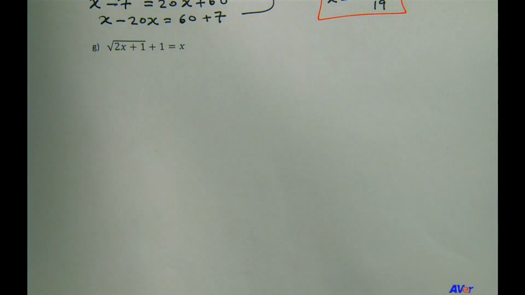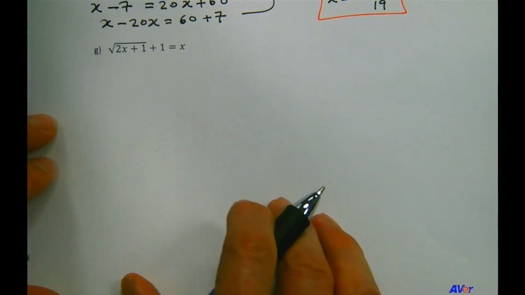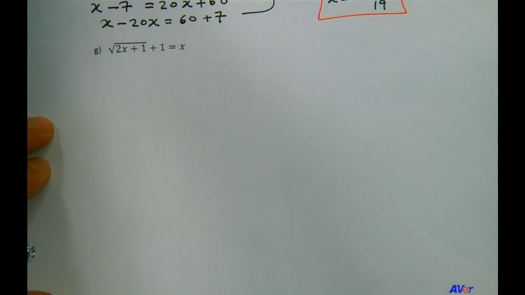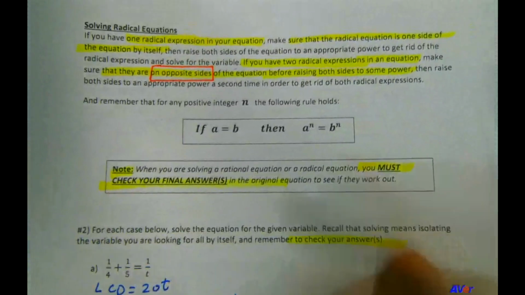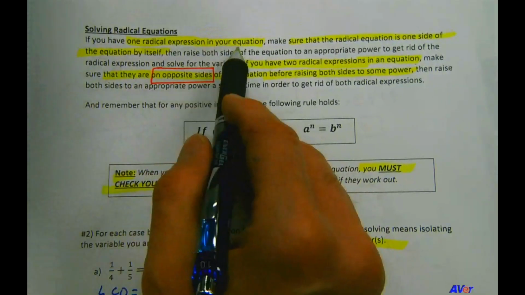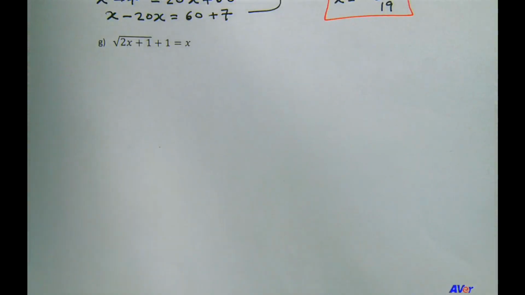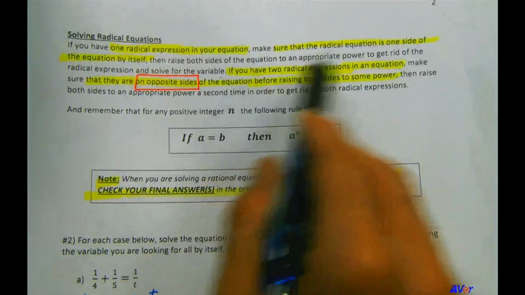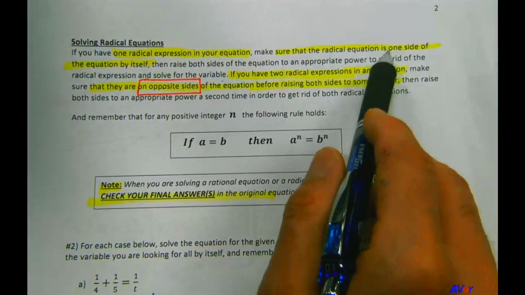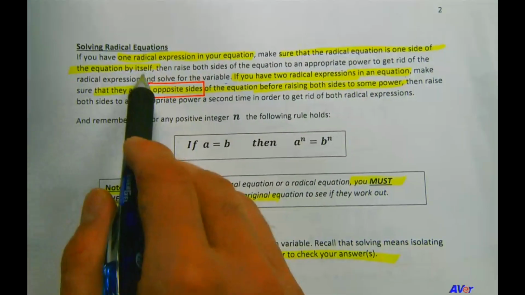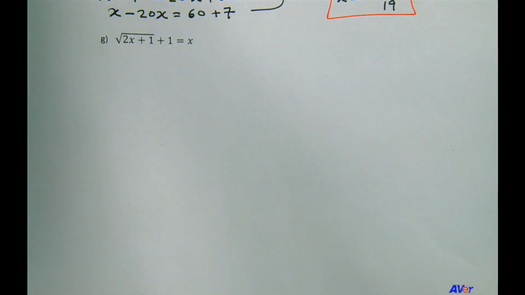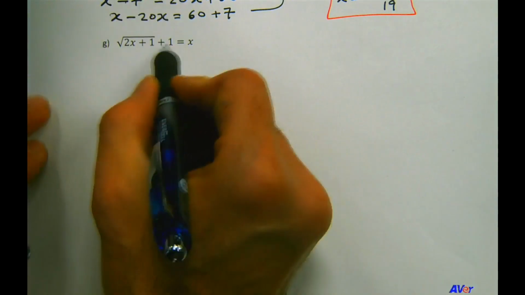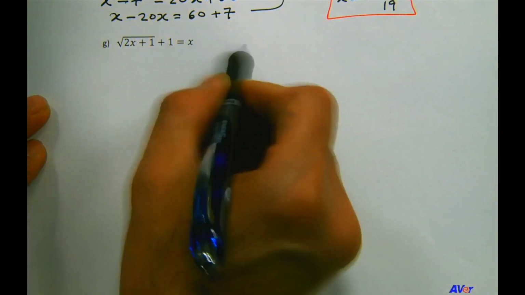With radical expressions, the first thing we want to do is isolate the radical, and I think we mentioned it here with solving radicals. If you have one radical expression in your equation, which is the example we have in this case, make sure that the radical is on one side of the equation by itself. So is it on one side here? No. It's got a 1 next to it. We need to send 1 to the other side.